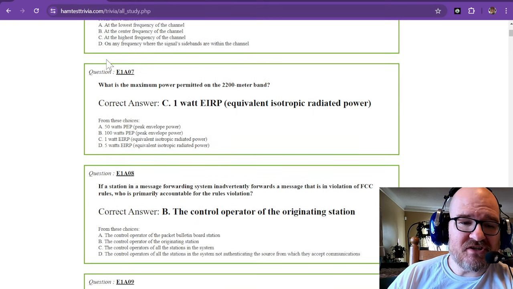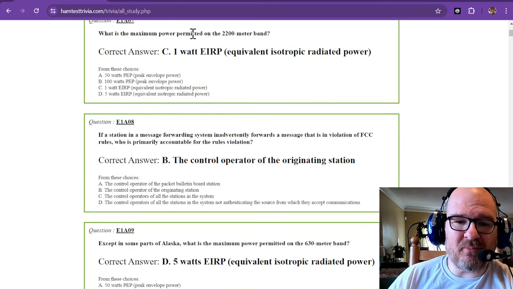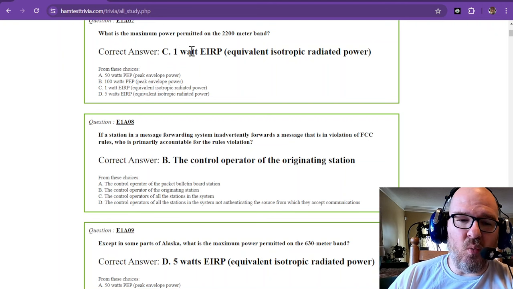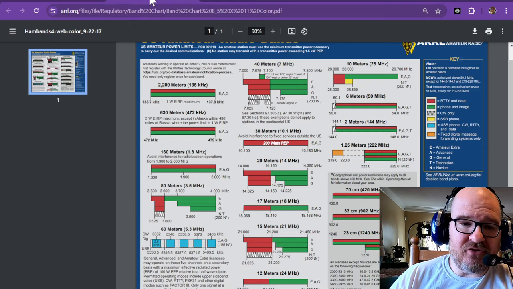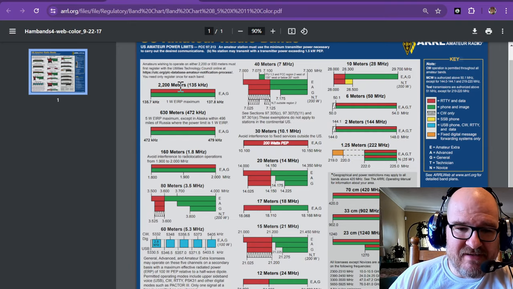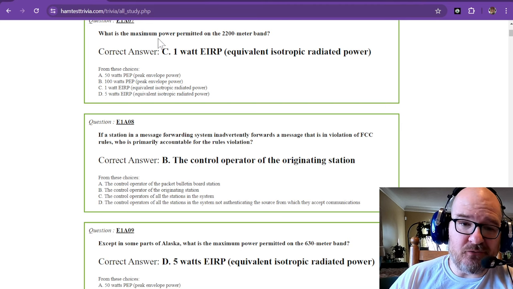Question number seven, what is the maximum power permitted on the 2200 meter band? That is 1 watt, which is the equivalent isotropic radiated power. That means that's what's coming out of your antenna. So 1 watt, and you can read that on this chart. It's in really teeny tiny writing. 1 watt EIRP maximum. There are other requirements for this. You must register at this website, and then you have to be approved to use these bands.